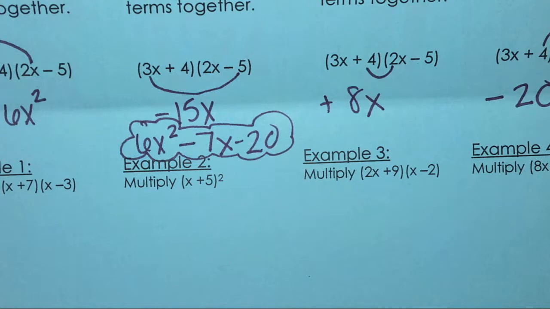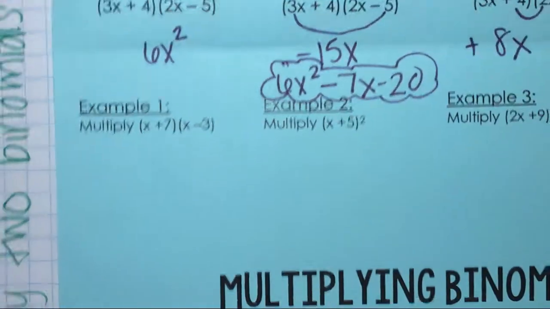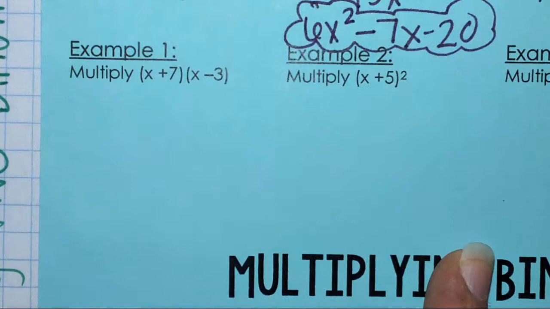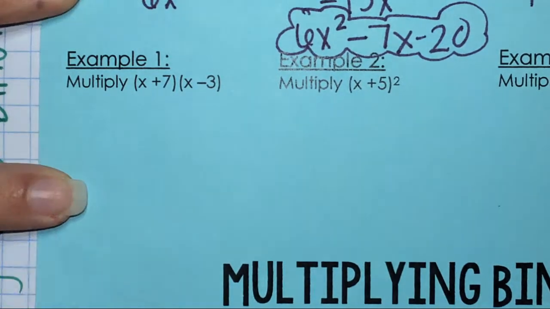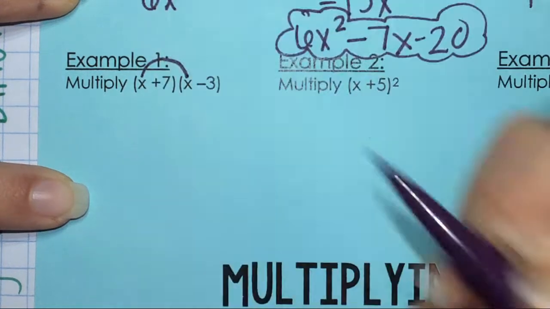Are we ready to do another one together? Does anybody have any questions? We're going to walk through the next one step by step again. Example 1. Now, F stands for our first step, and we multiply the first two terms together. So what are the first two terms of each of these binomials? X and X. All right, so everybody, please draw an arc from X to X.